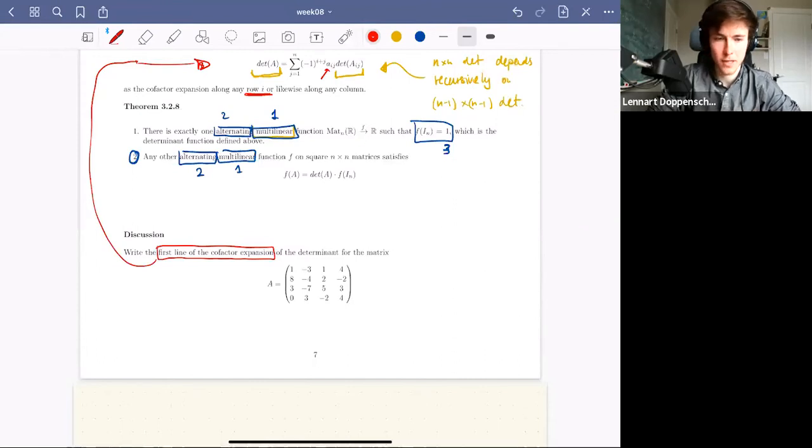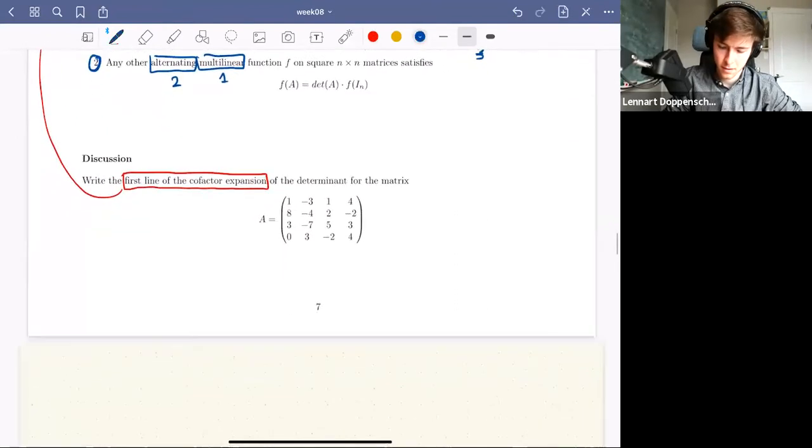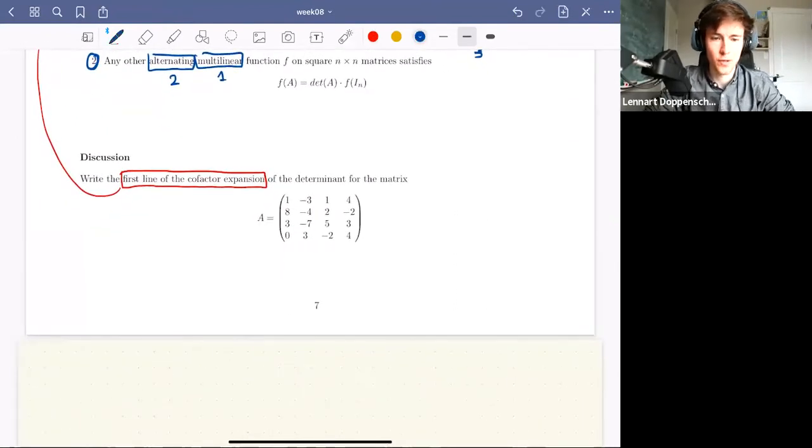Okay, can someone tell me how I could write the first line? Just choose a random column or row, it doesn't matter which one, and then just tell me what to write.